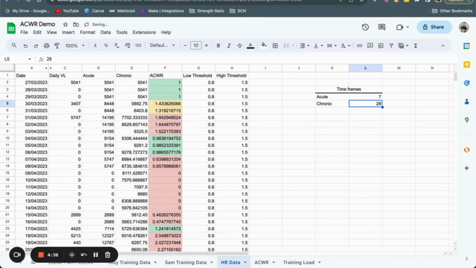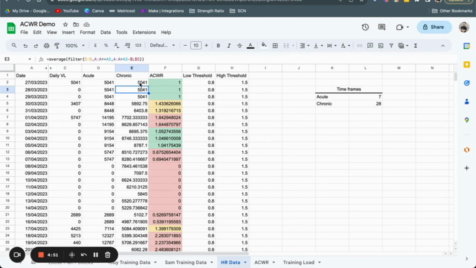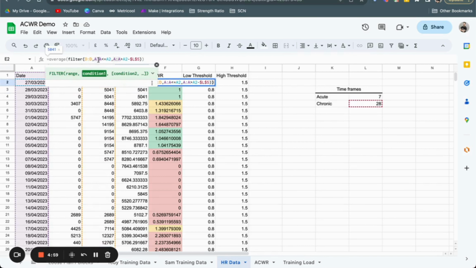So that's where it's important that you make a decision on how your program works, how your periodization works, to decide what your acute versus your chronic is. So we've got daily volume load, acute volume, and then we've got chronic volume. Chronic volume is exactly the same, except we are adding up the acute load if the date meets today or less than today, and the date is also more than today minus 28. So we're starting to add up that loading.